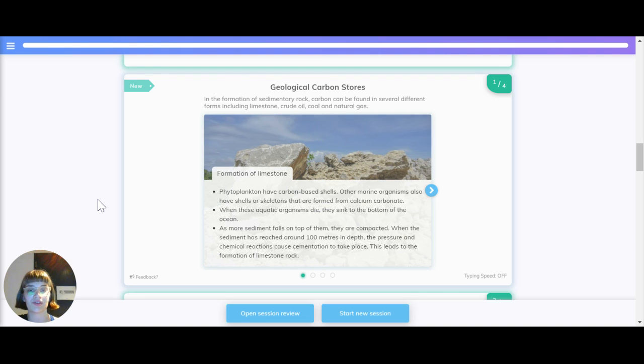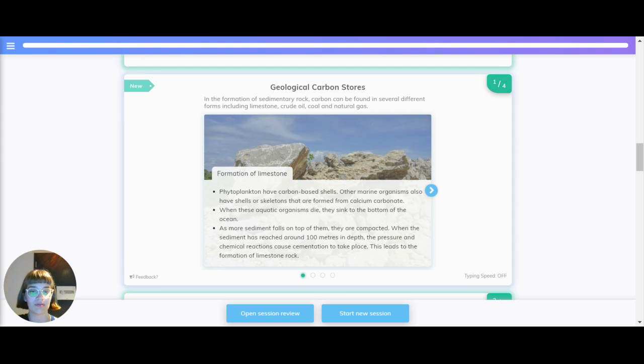In the formation of sedimentary rock, carbon can be found in several different forms, including limestone, crude oil, coal, and natural gas. Formation of limestone. Phytoplankton have carbon-based shells. Other marine organisms also have shells or skeletons that are formed from calcium carbonate. When these aquatic organisms die, they sink to the bottom of the ocean.